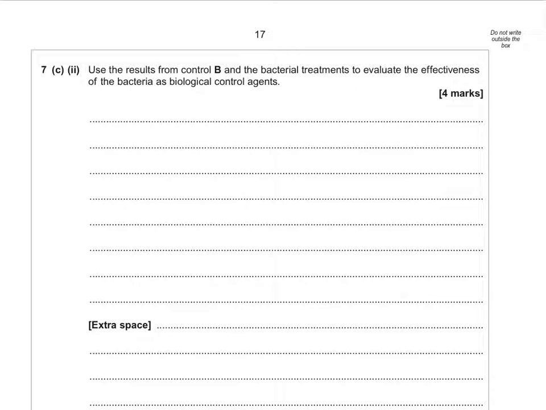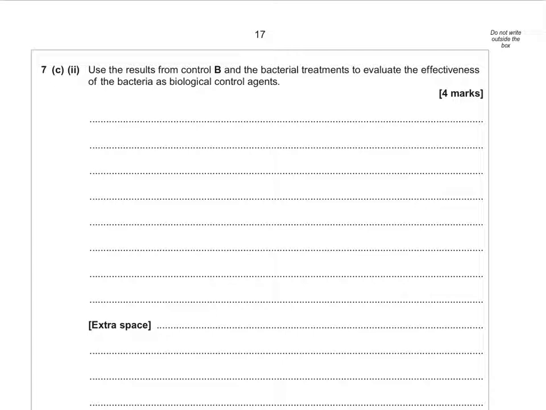So make sure your answers to the longer answer questions are really succinct, to the point, and organised. If you look at the mark scheme, the first key thing is looking at the data, which is that the number of diseased plants is decreased by all bacteria. That's the first main point.